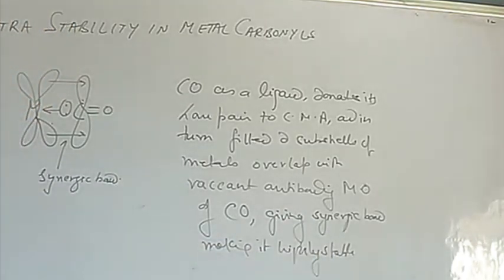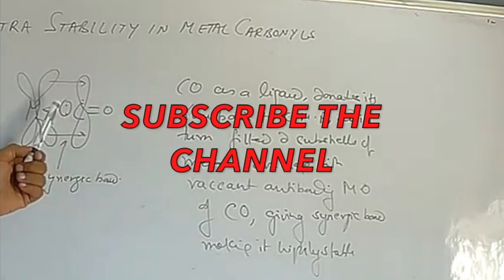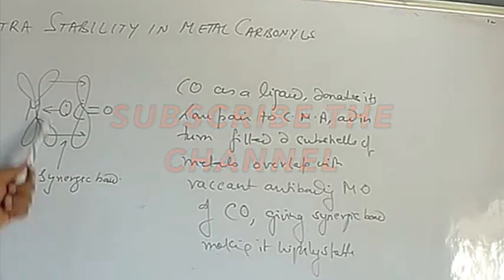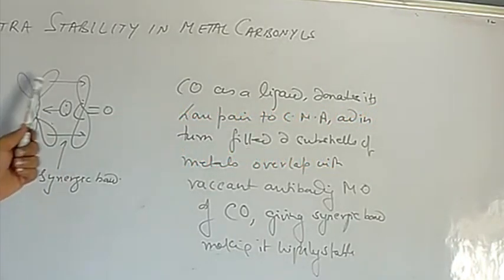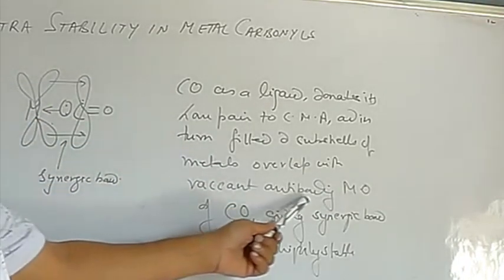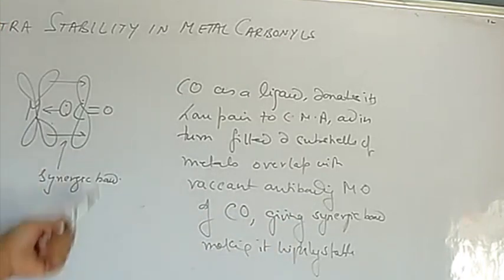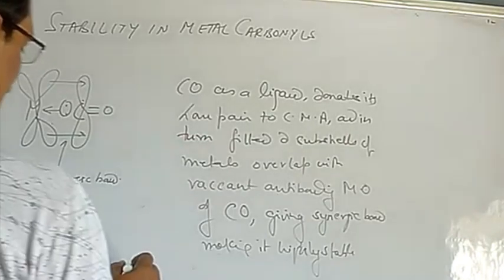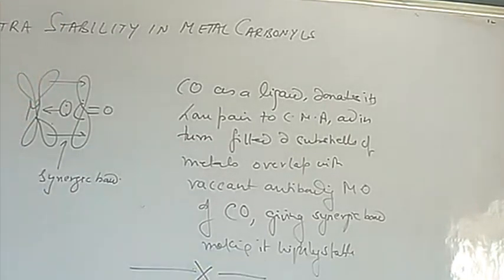In other complexes class, ligands only donate the lone pair, but synergic bond formation does not take place, so that's why they are not extra stable. But in metal carbonyls, we find that CO donates the lone pair to M, and in turn, filled d subshells of metal overlap with the vacant anti-bonding MO of CO, giving rise to formation of a synergic bond, and hence it becomes extra stable. That is the reason that metal carbonyls are found to be extra stable. And class, that completes my entire coordination chemistry.